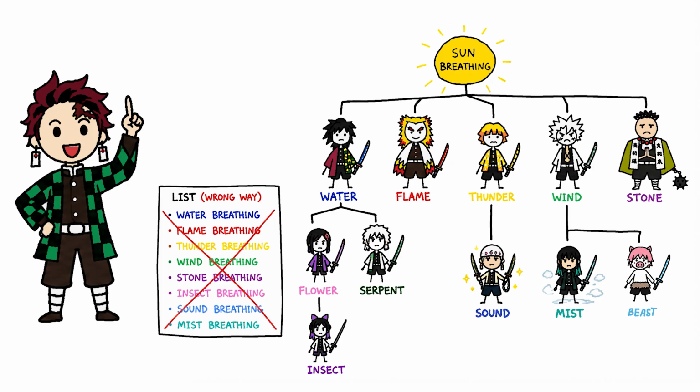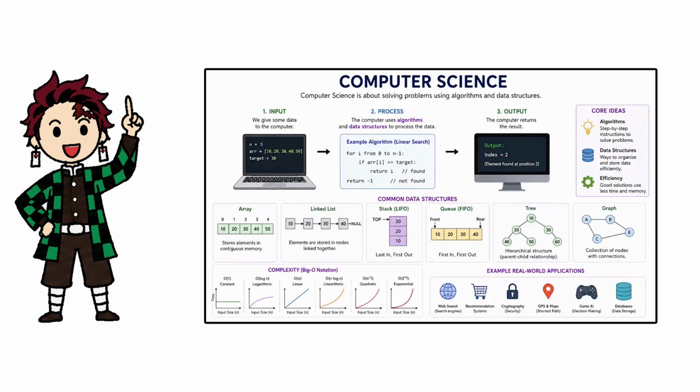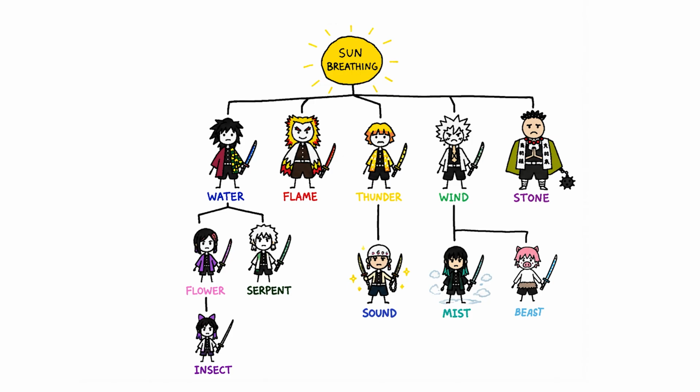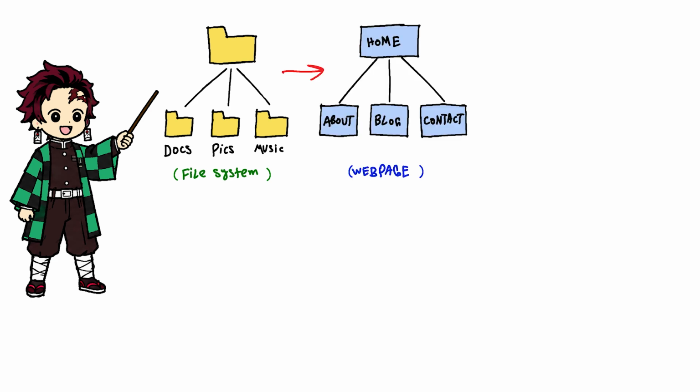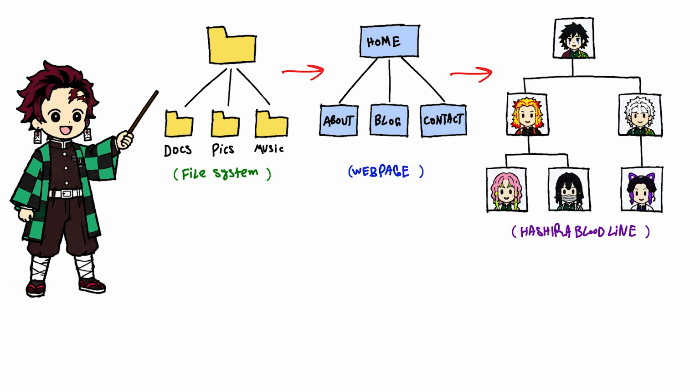And family tree isn't a figure of speech in computer science. It's one of the most important structures you'll ever use. Today the sensei teaches you the shape that organizes everything from your file system to your web page's structure to a Hashira's bloodline, the tree.